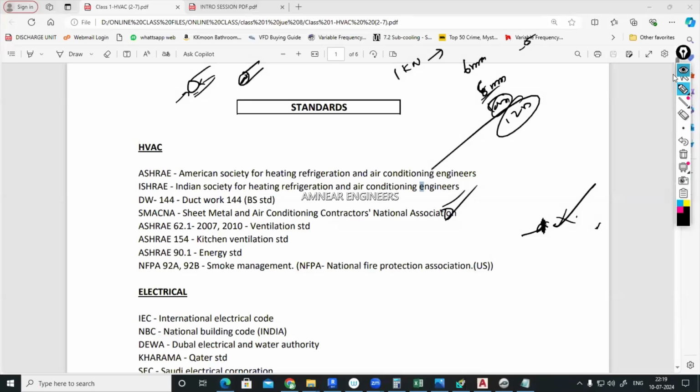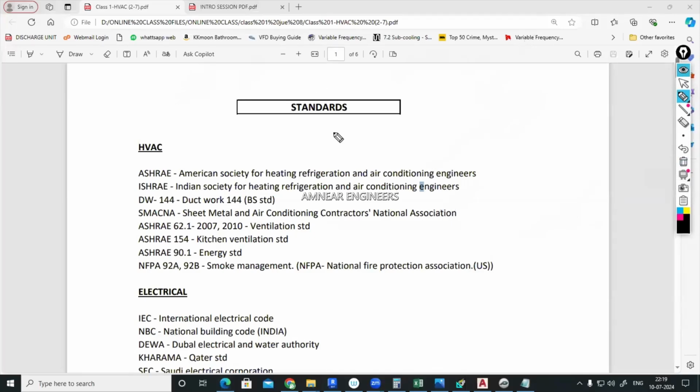Fine. So what major standards do we use in HVAC? A very important standard is ASHRAE, the American Society for Heating, Refrigeration and Air Conditioning Engineers. It is a USA standard only. They implemented this standard in the 1880s, that is about 1.4 centuries back. That's a very important standard.